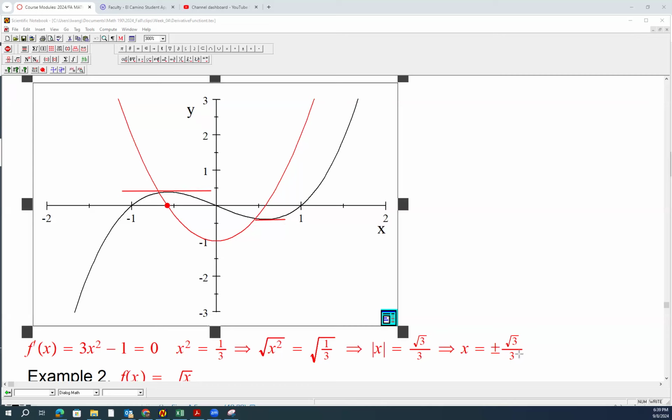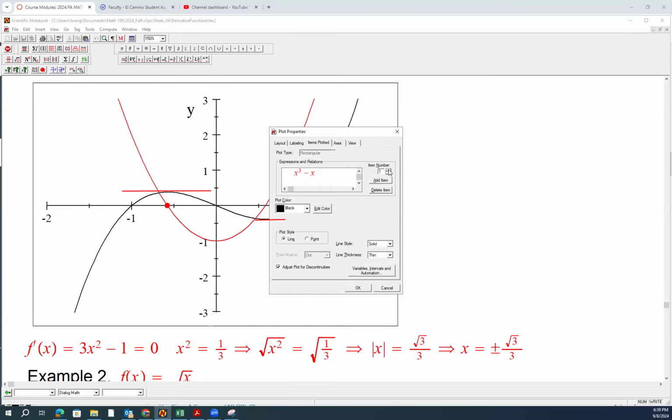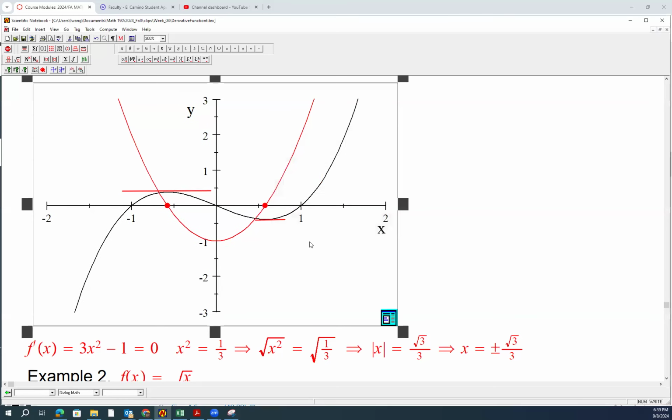And that point is root 3 over 3, comma 0. So let me mark that. The other point would be root 3 over 3, 0. So from here, the curve increases, and you can see the derivative becomes positive, and the curve increases faster and faster. So that's about this example.